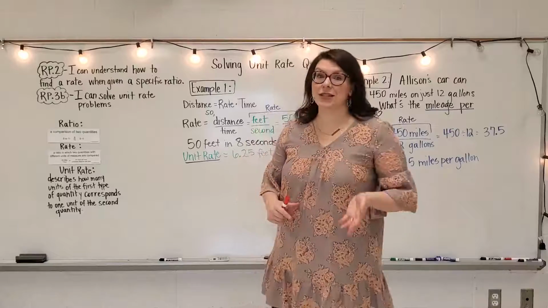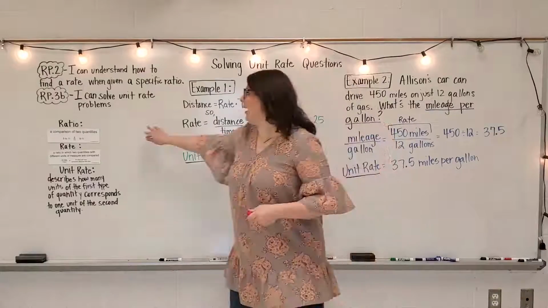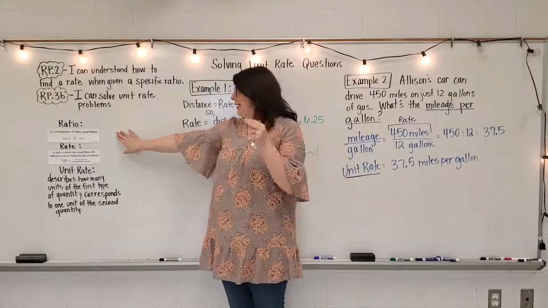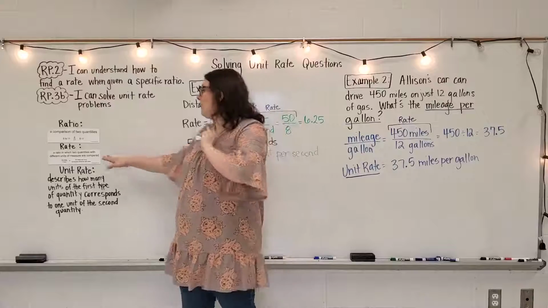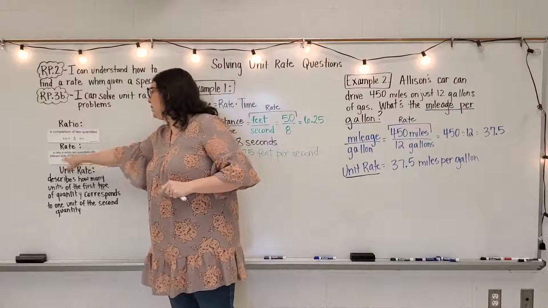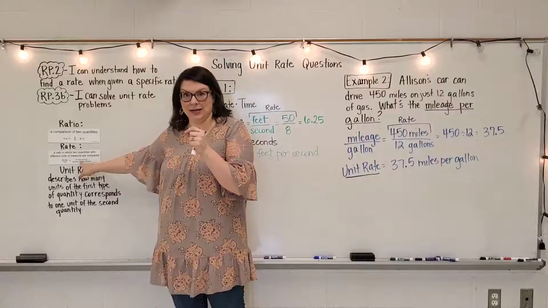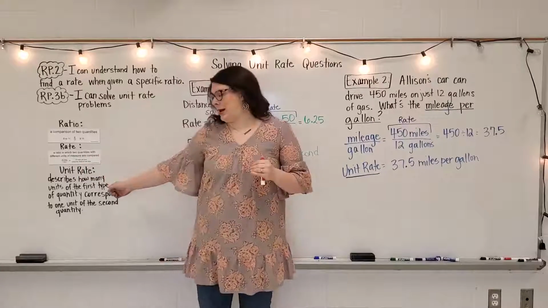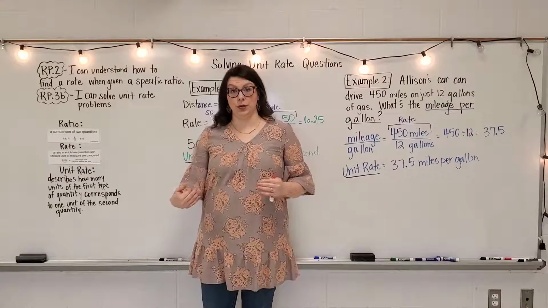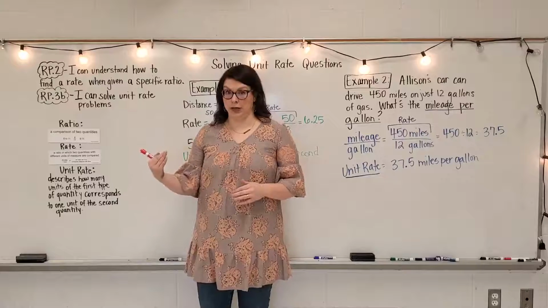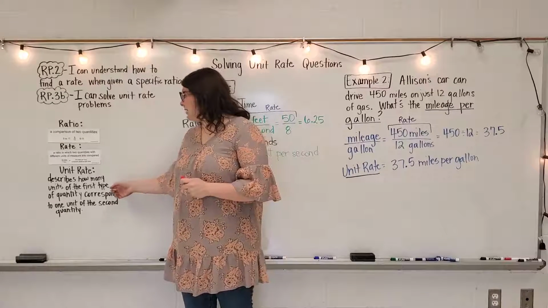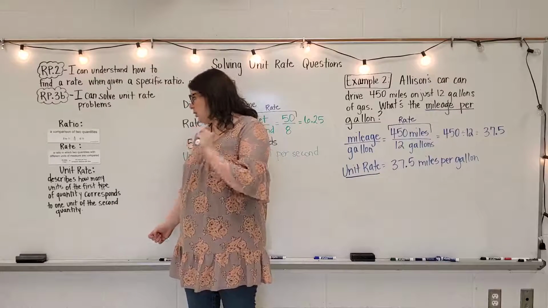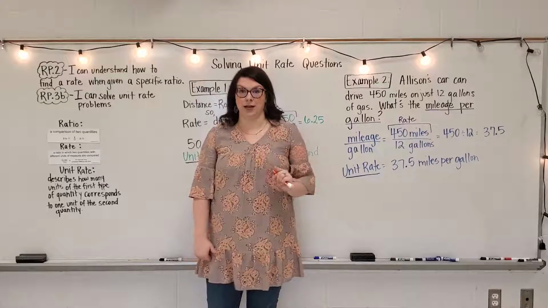Okay, so just as a quick review, a ratio is a comparison of two quantities. It becomes a rate when the two quantities are different units of measurement. And then it becomes a unit rate when, within those two quantities, we're trying to see how many of the first quantity corresponds with 1 unit of the second quantity.